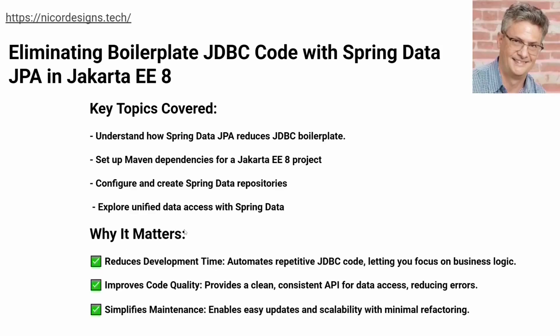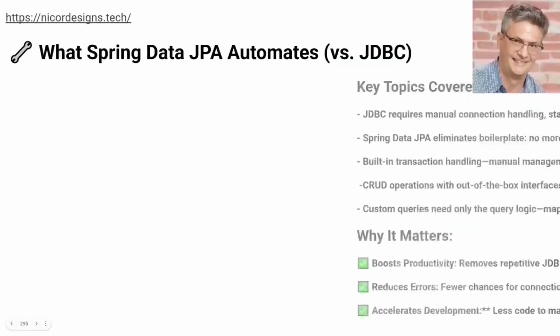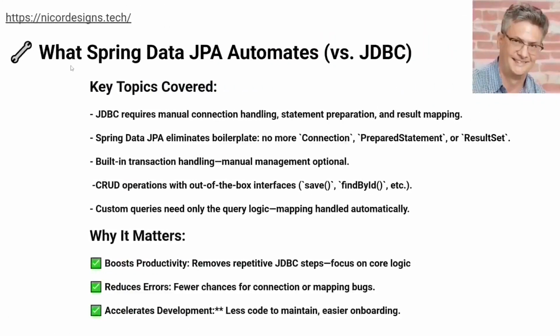Why it matters: it reduces development time through automation, it improves code quality, and it simplifies maintenance. Then we will dive deeper into what Spring Data JPA automates for us.